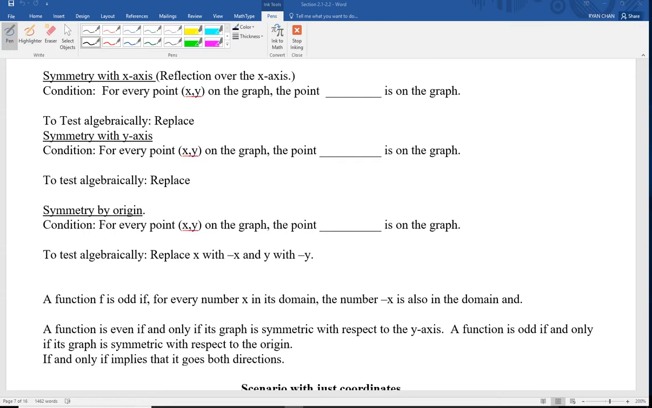Today we're going to be going over section 2.2, which is symmetry and even and odd. So we're going to do the majority of 2.2.